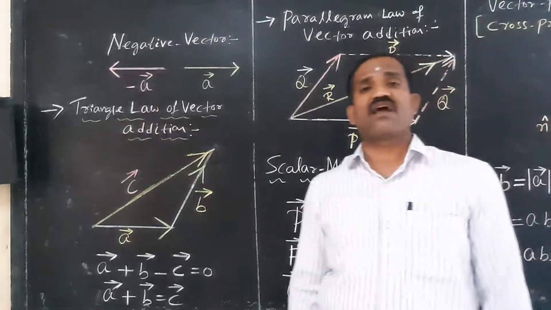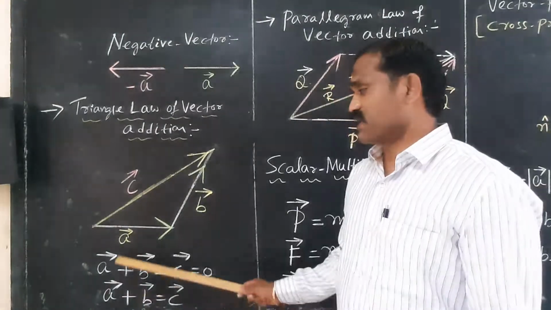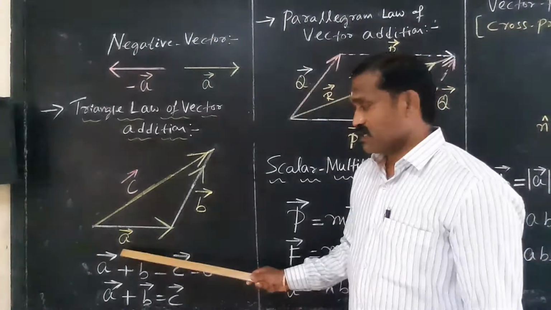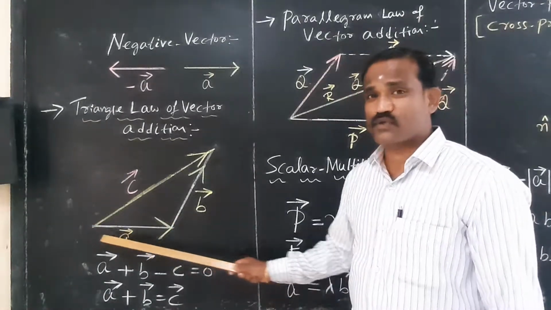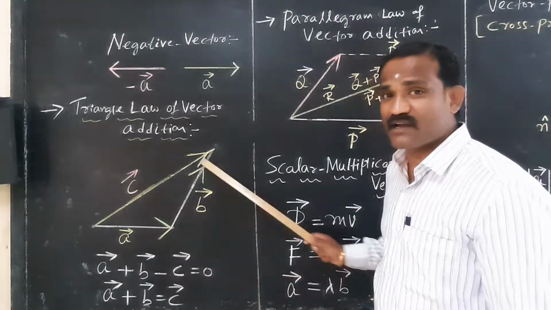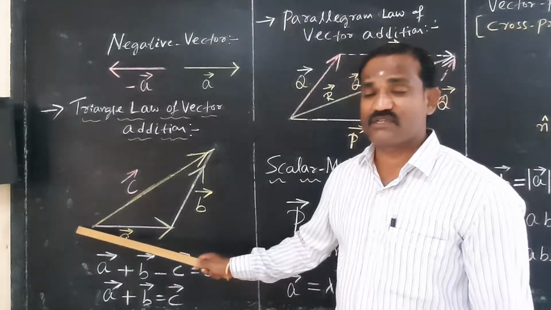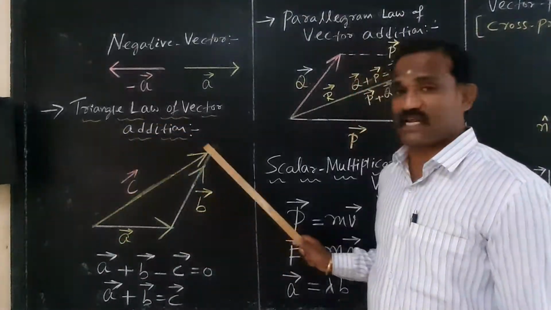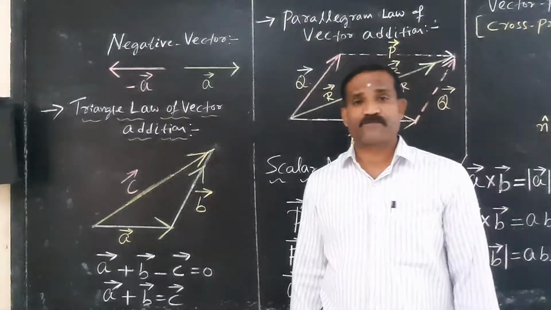What is actually the triangle law of vector addition? The triangle law of vector addition states that if two vectors which represent both magnitude and direction are acting along the two sides of a triangle, taken in one order, the resultant vector is acting along the closing side of the triangle, which is in the opposite direction. This is what is called the triangle law of vector addition.